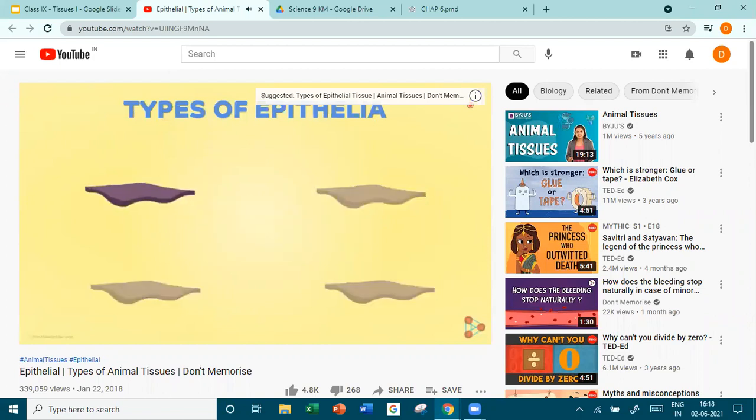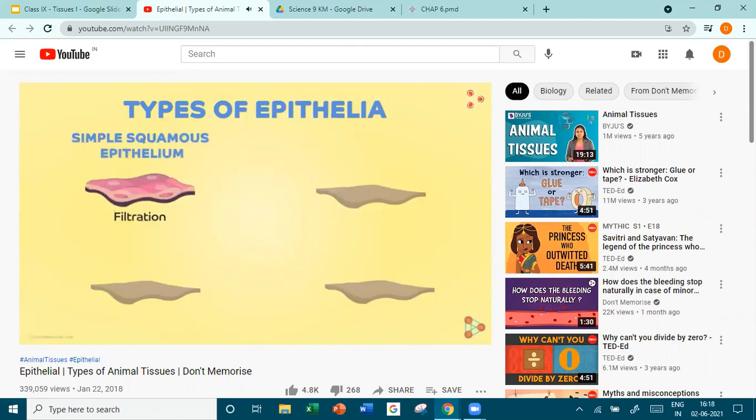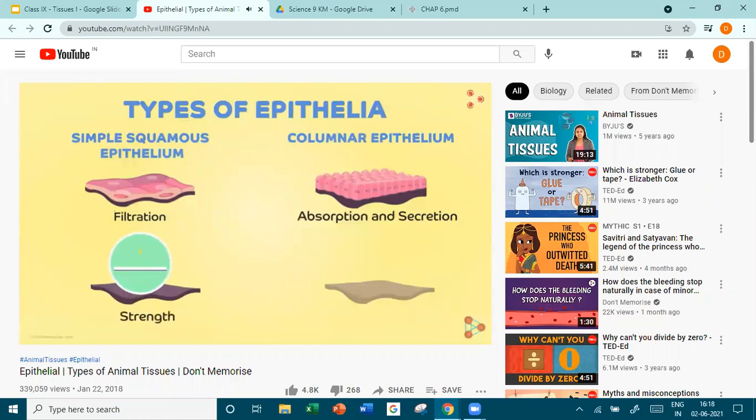So let's say the first function is filtration. What kind of structure should be present according to you? Yes, it needs to be a very flat surface. So this type of epithelium is referred to as simple squamous epithelium. Now let's take up the next function, that is absorption and secretion. For this, obviously we would need a larger surface area, right? Which is why we have these tall pillar-like cells on the basement membrane making up the columnar epithelium. Now at times, we need the strength or support along with the larger surface area. In this case, we slightly change the structure to cube-like cells and form the cuboidal epithelium.